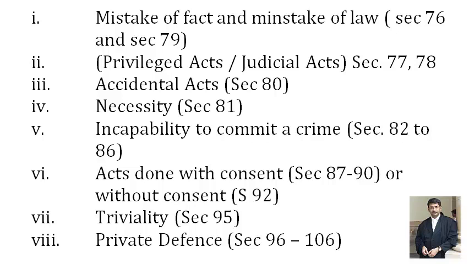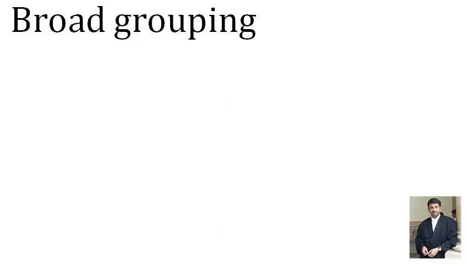If you bear this grouping in mind at the time of studying this chapter, it will be easier for you to understand the entire chapter relating to general exceptions. Apart from the detailed groupings that we saw just now, Chapter 4 can also be divided into two broad groups. The first is excusable exceptions, and the second group is justifiable exceptions. Now I will tell you the difference between the two.